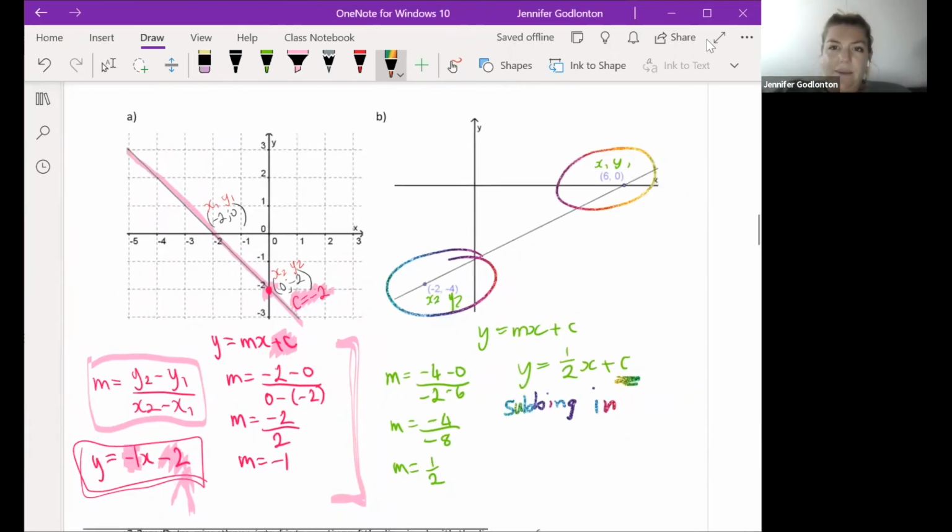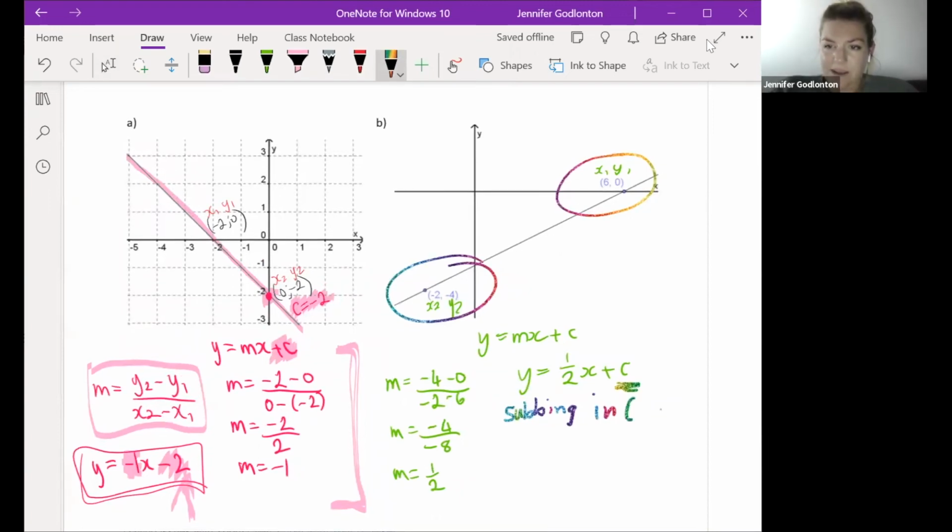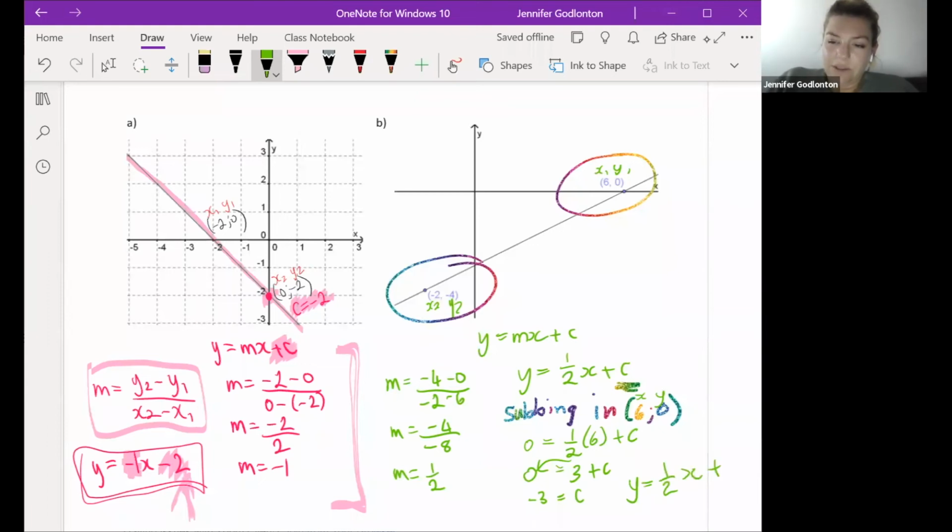So I'm going to sub in 6 and 0. You don't have to sub in, you could sub in the other one. Okay, remember this is x and this is y. So I'm going to say 0 is equal to a half times 6 plus c. A half times 6 is equal to 3. We're going to move that 3 over, and we're going to see that c is equal to -3. So our equation is going to be y equals a half x, oh goodness, minus 3.